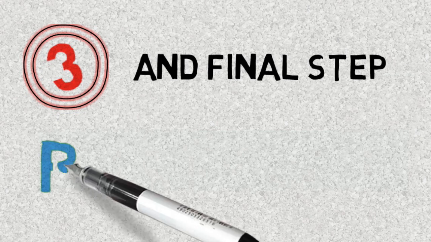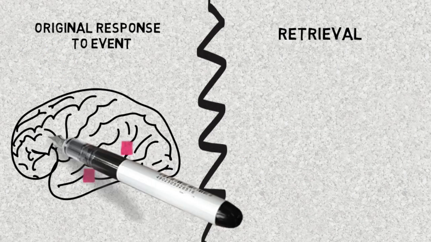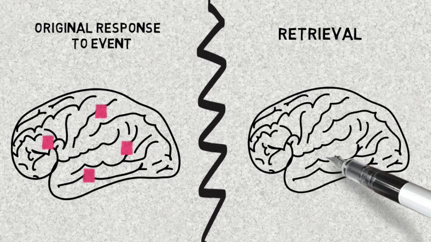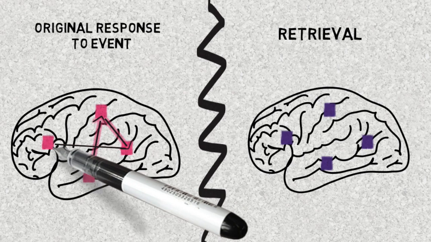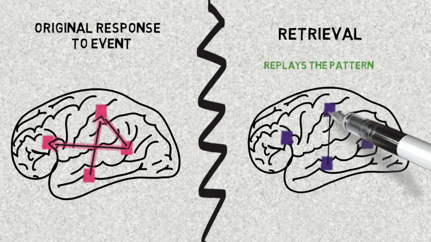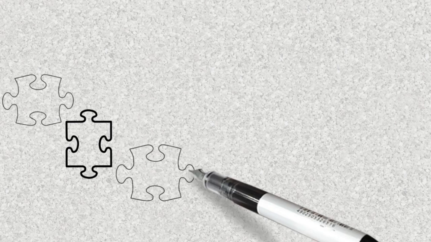The last process of memory is retrieval. Retrieval is when the brain replays a pattern of neural activity that was originally generated in response to a particular event, echoing the brain's perception of the real event. It is not exact because if it were, it would be as if experiencing the event again. Retrieval is a very complicated process which scientists have not been able to fully understand.